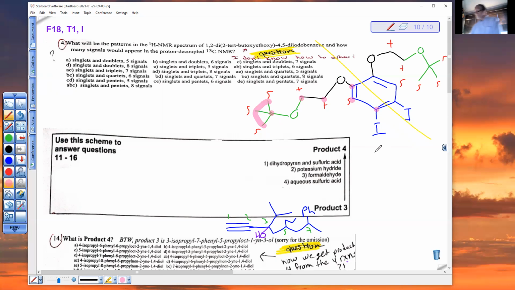So the highlighters are for the unique types of carbon. Each one of them is duplicated on the other side. 1 signal, 2 signals, 3, 4, 5, 6, 7. So 7 signals, singlets and triplets. Oh my God, how do you even find the right answer there? It's AC.